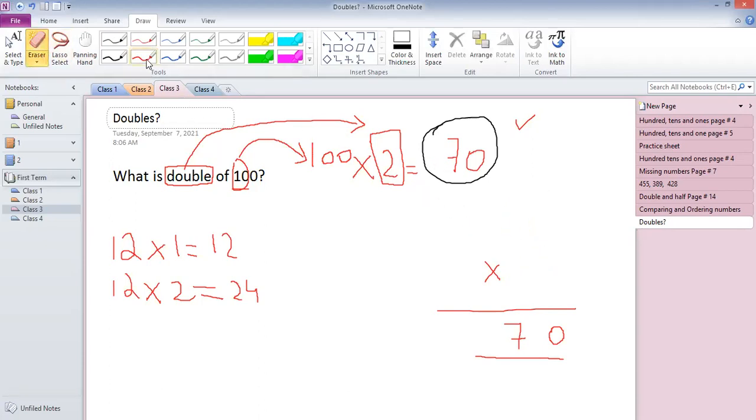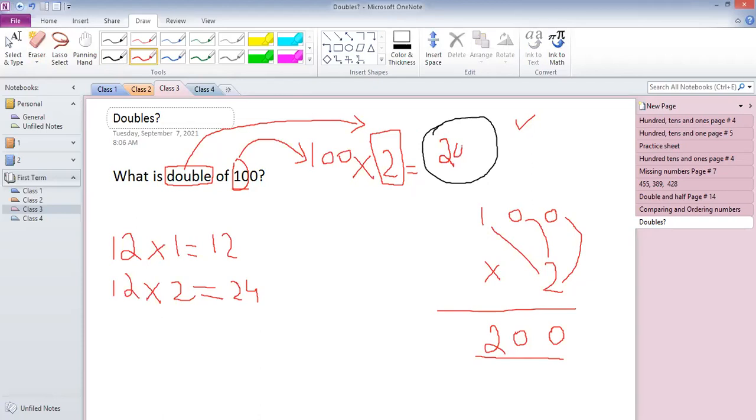You will write 100 first, 1, 0, and 0, and this is 2. So 2 multiplied by 0, 0. Then again 2 multiplied by 0, 0. So there will be 2 zeros. And then this 2 multiplied by 1 equals 2. The double of 100 is 200.